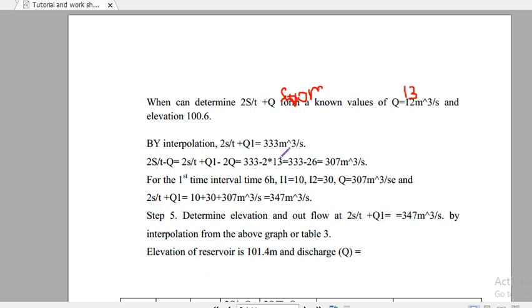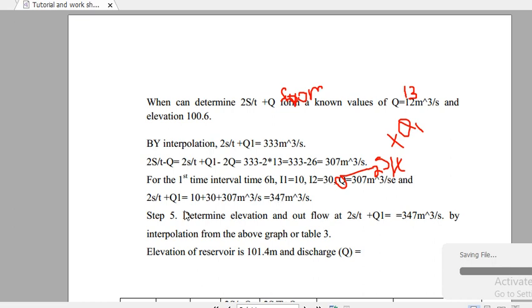For the first time interval, that means 0 and 6 hour, I1 is equal to 10 and I2 is equal to 30. Then 2S2 over Δt plus Q2 is what we compute next. Sorry, it is not Q, it is 2S2 over Δt plus Q2. It is a typing error.